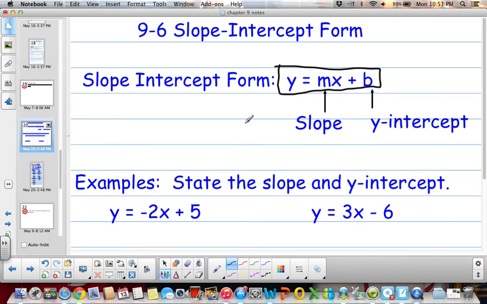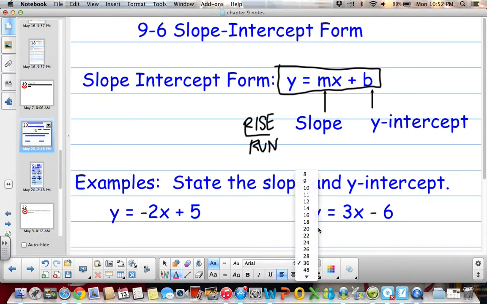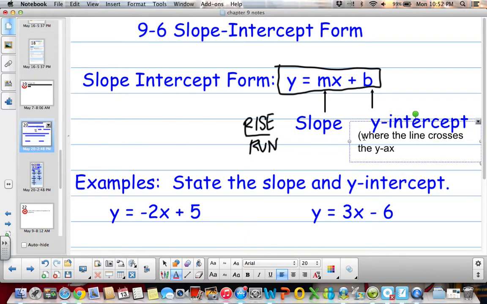We already know what slope is. Remember, slope is rise over run, so how much the line is going up or down. The y-intercept is where the line crosses the y-axis. Important to know, important to write down. Slope-intercept form, y equals mx plus b. M is our slope, b is our y-intercept.